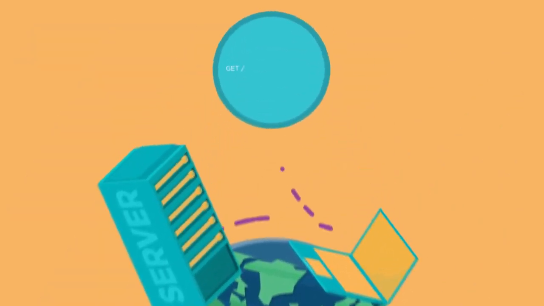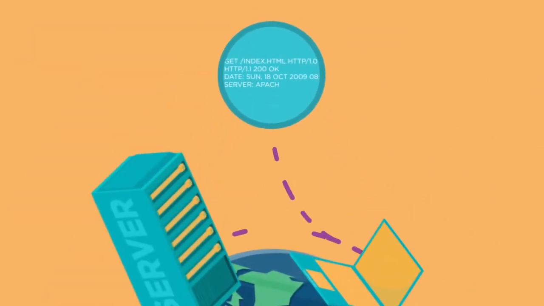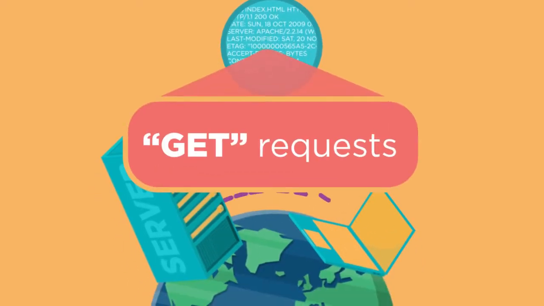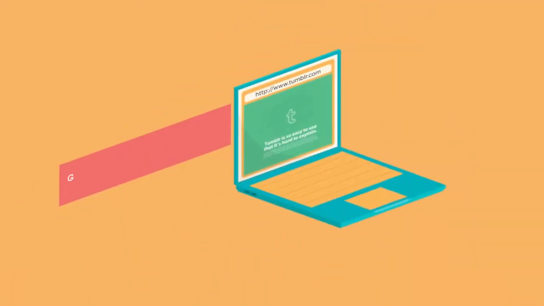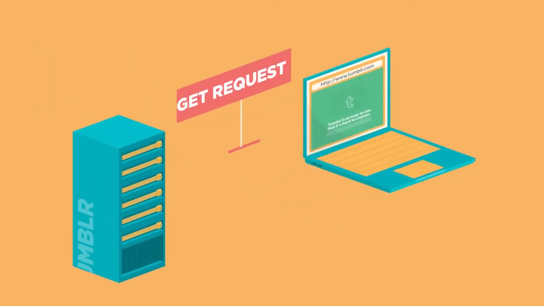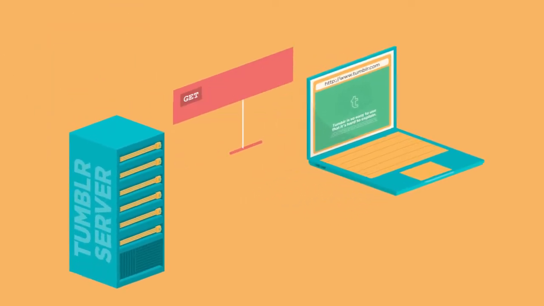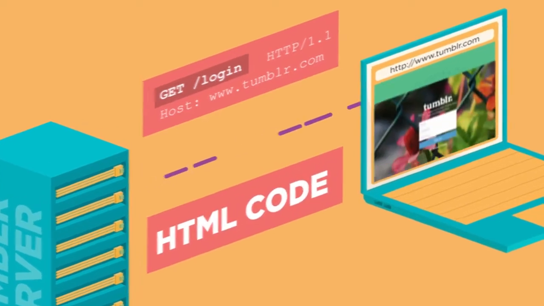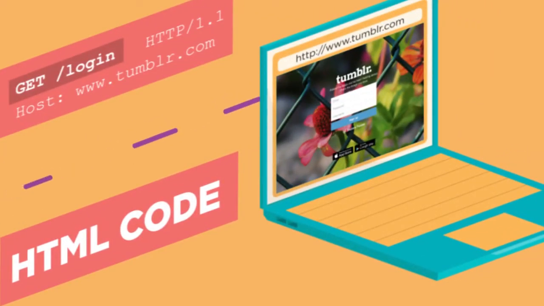If you were to intercept the conversation between your computer and a web server on the internet, it's mainly made up of something called GET requests. And those are really very simply the word GET and then the name of the document that you're requesting. So if you're trying to log into Tumblr and load our login page, all you're doing is sending a GET request to Tumblr's server that says get/login. And that tells Tumblr server that you want all of the HTML code for the Tumblr login page.